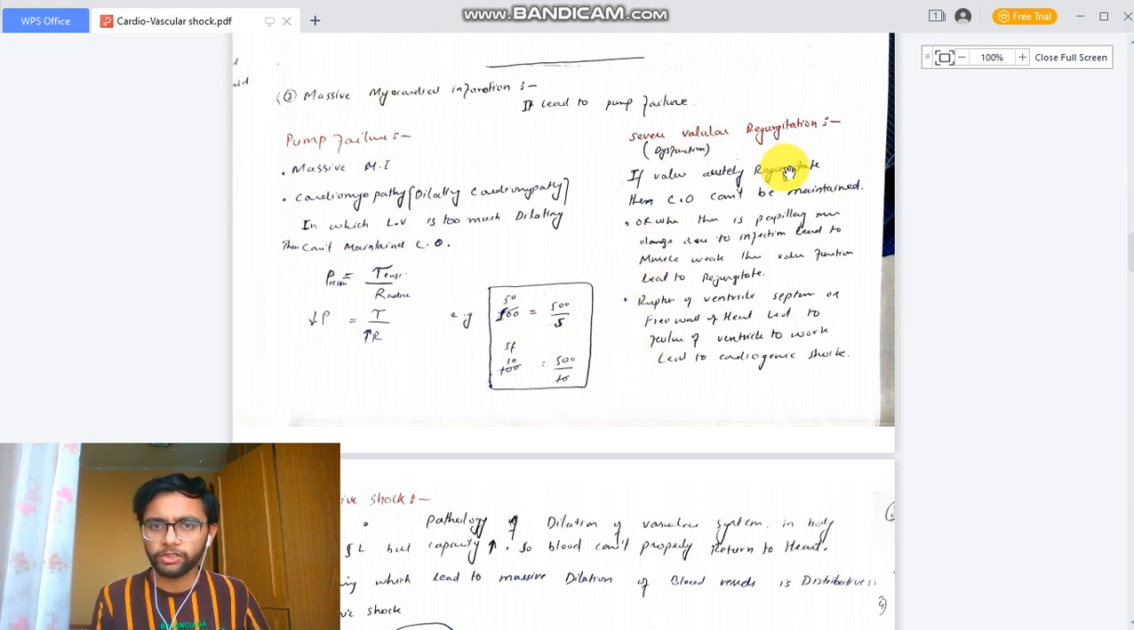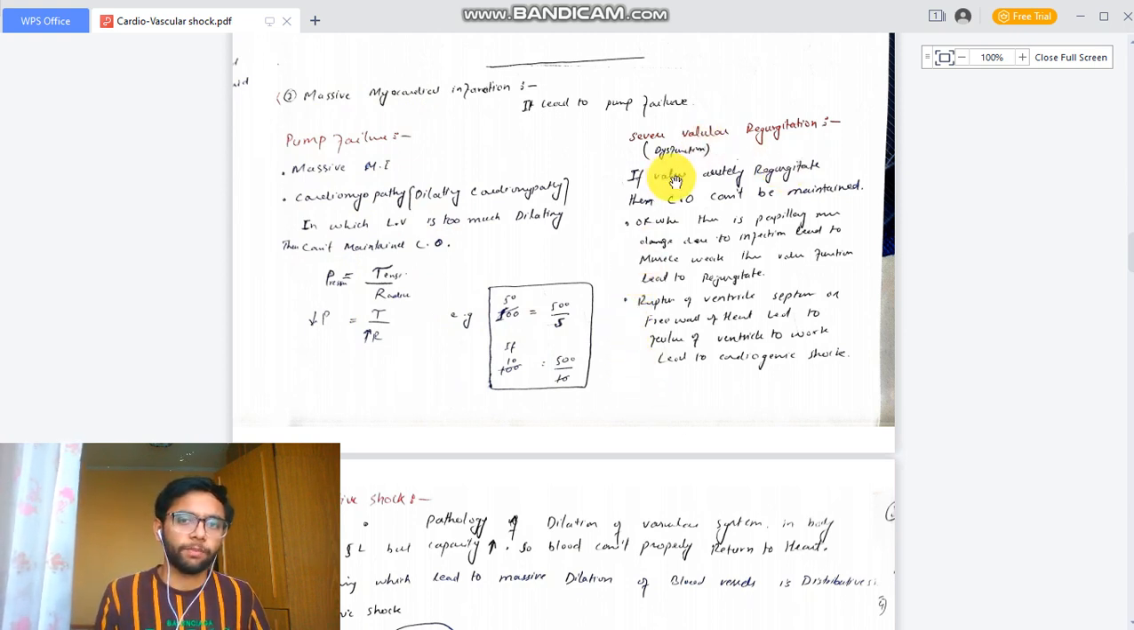So severe valvular regurgitation. What is valvular regurgitation? We know that there are the mitral and tricuspid valves in our heart between the atria and ventricles. For example, in mitral regurgitation, during ventricular systole the mitral valve should close so blood cannot regurgitate. Regurgitate means flow back from the ventricle to the atrium. If the mitral valve cannot close properly, blood will regurgitate from the ventricle back to the atrium. This will also decrease the stroke volume, leading to decreased cardiac output.